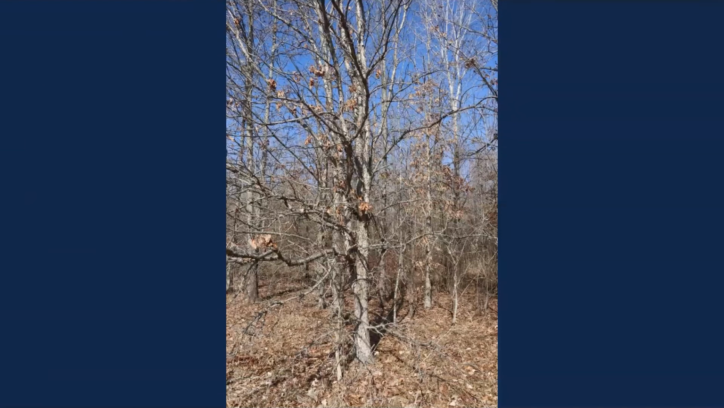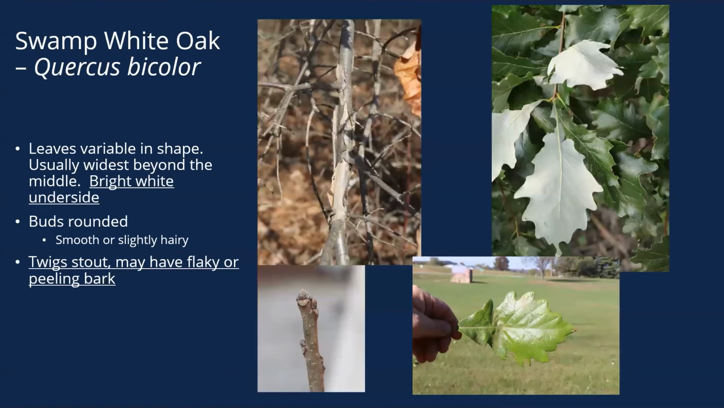So just to look at a young swamp white oak, you can see some leaves hanging on it, and we'll look at the leaves here in a second. The leaves tend to have a white undercolor to them on the underside, bright white, and that is very visible even with the leaves in the wintertime. They are very variable in shape. They often look a lot like a bur oak, and it can sometimes be hard to tell them apart just by shape alone. But if you flip them upside down, you get that bright white underside of the leaf, which is where it gets its scientific name bicolor, because it's two colored.